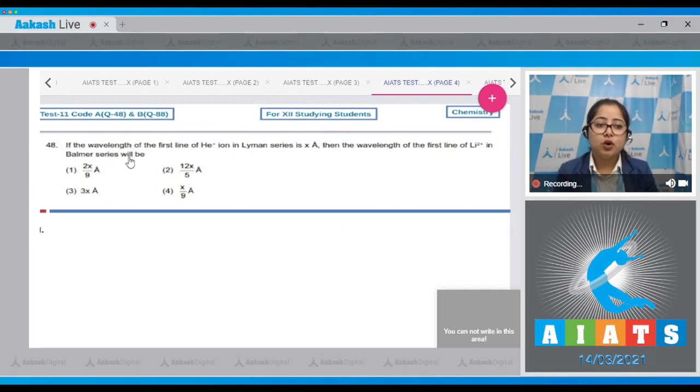If the wavelength of the first line of helium ion in Lyman series is x angstrom, then the wavelength of the first line of Li2+, that is lithium ion, in Balmer series will be.